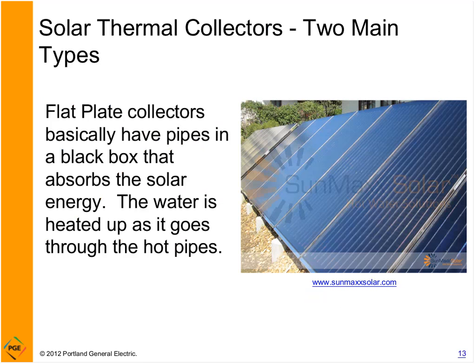Now, in terms of thermal collectors, there are two main types. Flat plate collectors, which you see here in this picture, basically have pipes in a black box. There's a plate of glass over the box to hold the heat in as it gets collected. The pipes have the water going through them, and the water is heated up as it goes through the hot pipes.